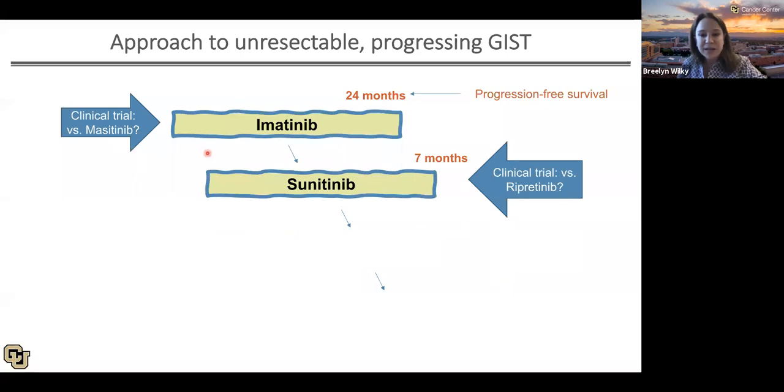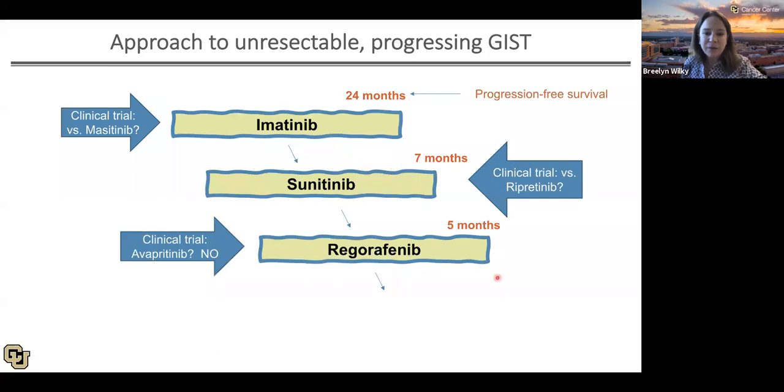Sunitinib is approved for second line treatment, and the progression-free survival is about 7 months plus or minus on sunitinib. And as you know, there is a clinical trial going on right now comparing Sunitinib versus Ripretinib, one of our newer drugs, in the second-line setting. So time will tell whether or not Ripretinib is the winner over Sunitinib for second line.